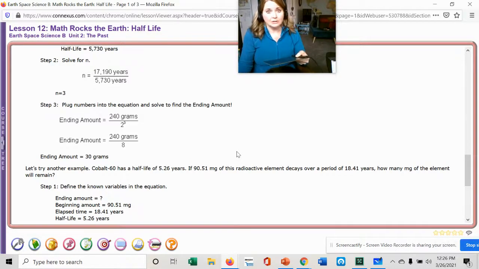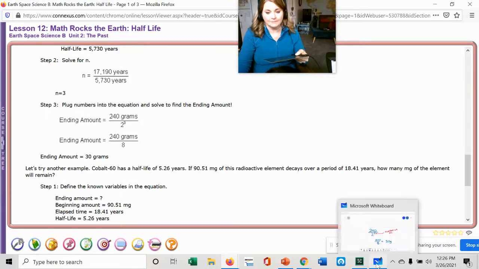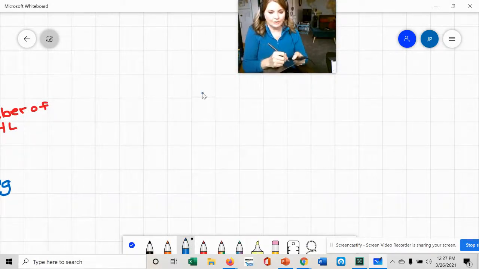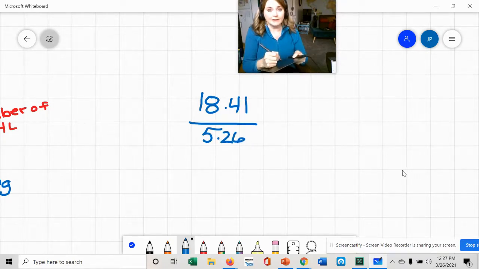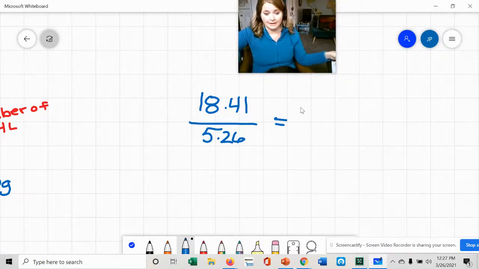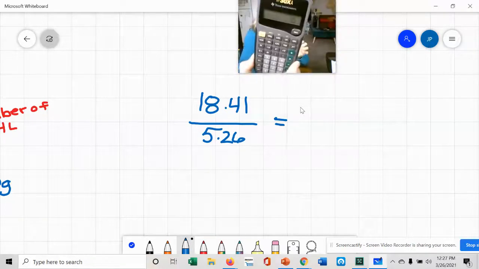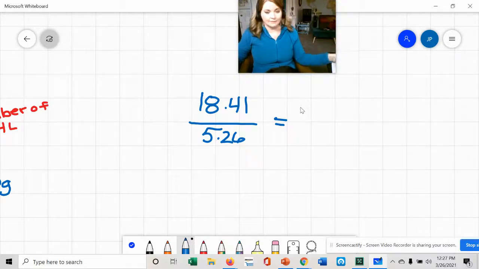Because remember, first thing you need to do is figure out how many half-lives you have. So if you have a total of 18.41 years and each half-life is 5.26 years, right? So let's move this over here. 18.41 years is the total amount of time. And every half-life is 5.26 years. So we're just going to figure out how many half-lives it is by taking the total time divided by the length of one half-life. Now, I can't do this one in my head, so I'm going to have to bring out a calculator for this one. So you're going to need to have a calculator, right? So 18.41 divided by 5.26, which gives me a number, as you can see there, 3.5, right? So 3.5 half-lives is what we have here.